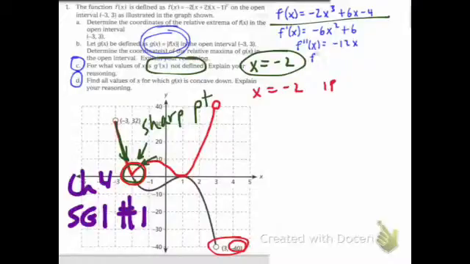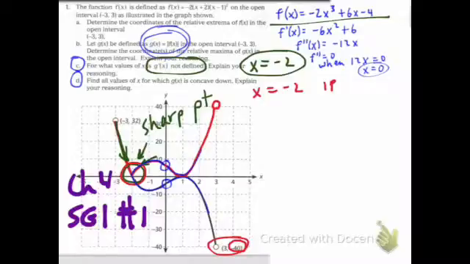And f double prime equals 0 when 12x is equal to 0, or when x is equal to 0. So when x is equal to 0, we can see from the graph that the concavity changes from concave up to concave down on f, right there at 0. And therefore, the graph of g would change from concave down to concave up, right there at 0.